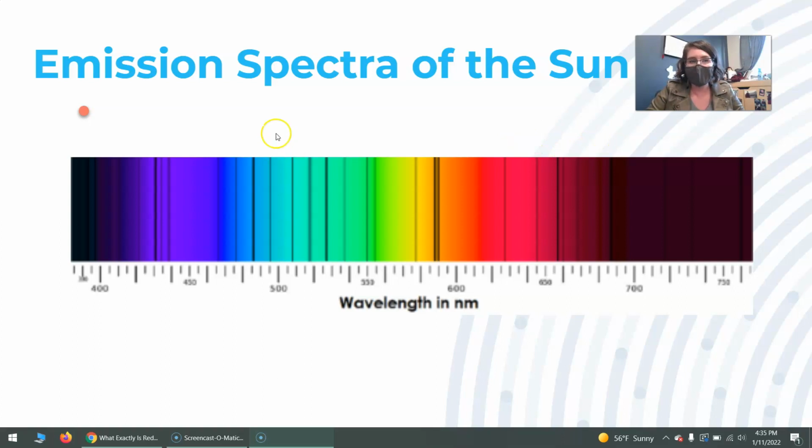Just as a bonus pick, I've added this emission spectra of the sun. And as you can see, there are a lot of different lines here. What do you think it means? Do you have an idea? Why would we have a whole bunch of lines? It's not just hydrogen. It's a bunch of elements. There's a lot of elements in the sun because the sun is going through nuclear fusion all the time and it's fusing new elements together.